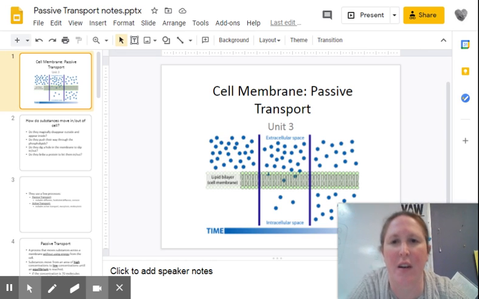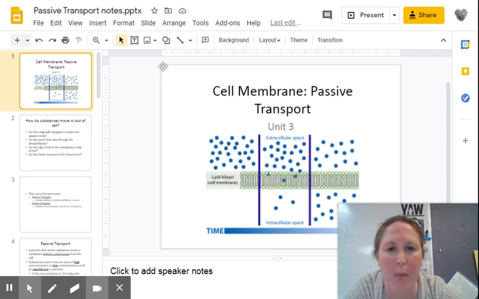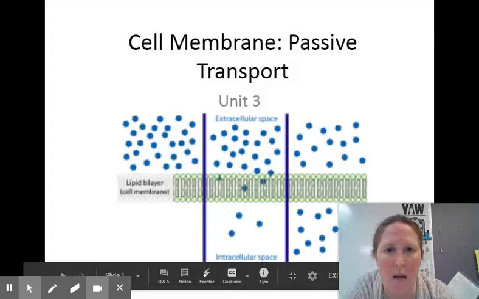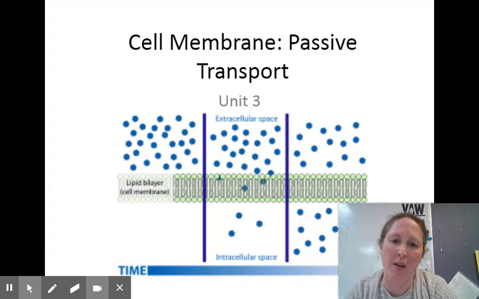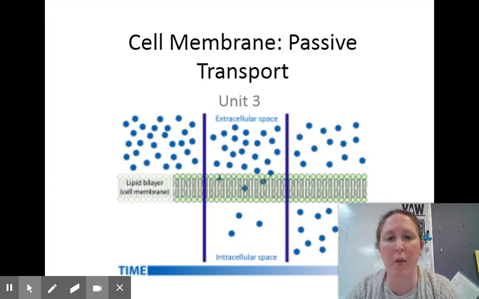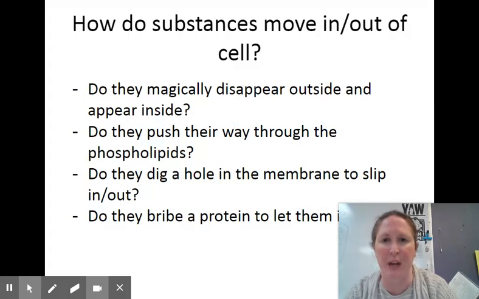Guys, I just kind of want to go over the cell membrane passive transport notes with you. So let me present them. Okay, so we're talking about how things move across a cell membrane, whether they're moving into the cell or out of the cell.